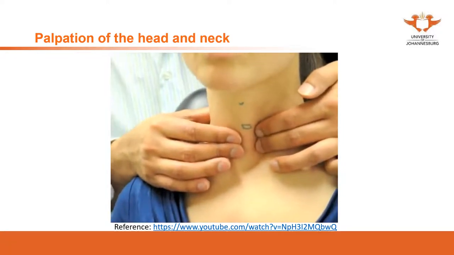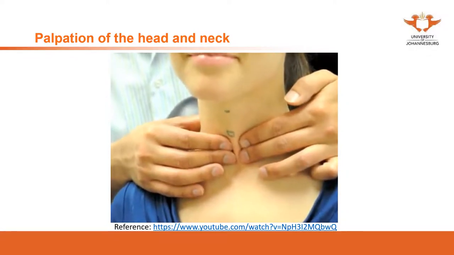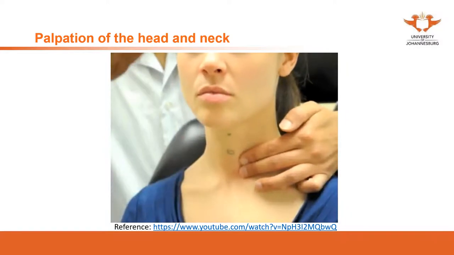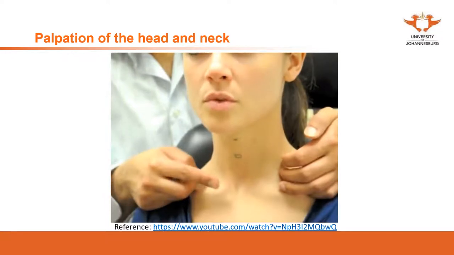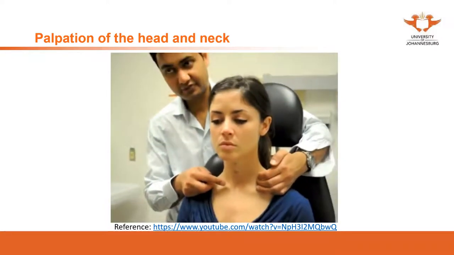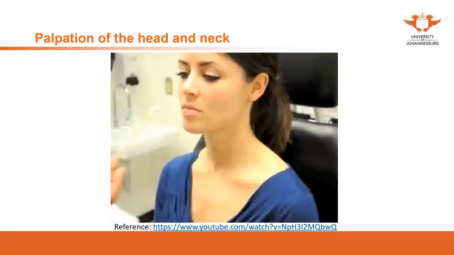If I did feel a mass in Brittany, I would give her a glass of water and have her drink, as the laryngotracheal apparatus will move superiorly and inferiorly as she swallows, and because the thyroid gland is attached to the laryngotracheal apparatus, if that mass were originating from the thyroid gland, it should also move up and down.